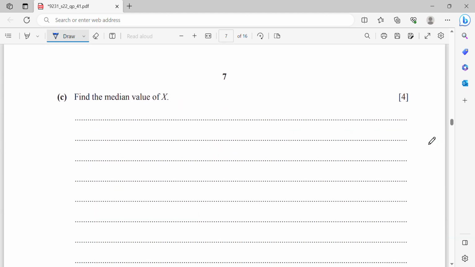Okay, so now C, find the median value of x. So we know that when you integrate from a to the median value, let's say m is the median, then the probability, this value will be 0.5. Okay, the integration is actually representing the probability. So now we need to find out what is the median value.